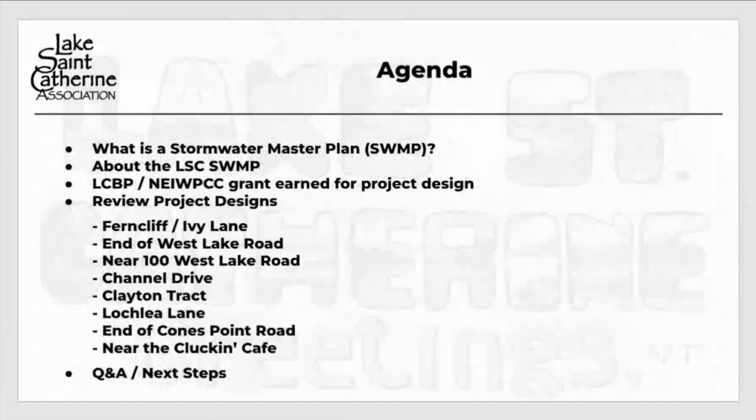So this is what we're going to talk about today. We're going to talk about, really briefly, what a stormwater master plan is, tell you about the Lake St. Catherine Stormwater Master Plan. We'll talk about how we got the funding for this grant. The designs you're going to see today were helped to be funded through a $50,000 grant that Poultney Mettowee and Lake St. Catherine Association worked on. These are the areas where we're going to go through the project designs. And then we'll have a quick Q&A and talk about next steps at the end of the presentation.